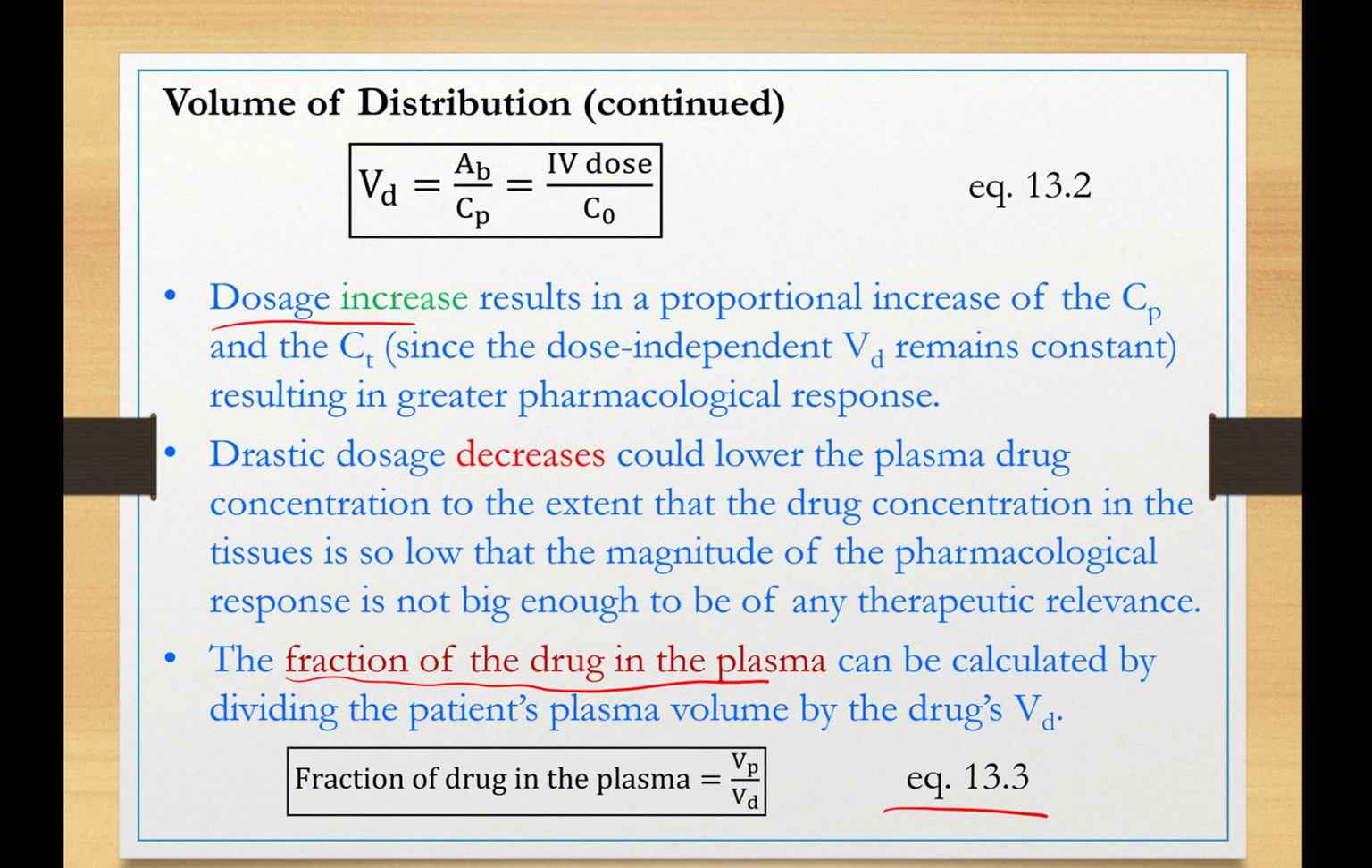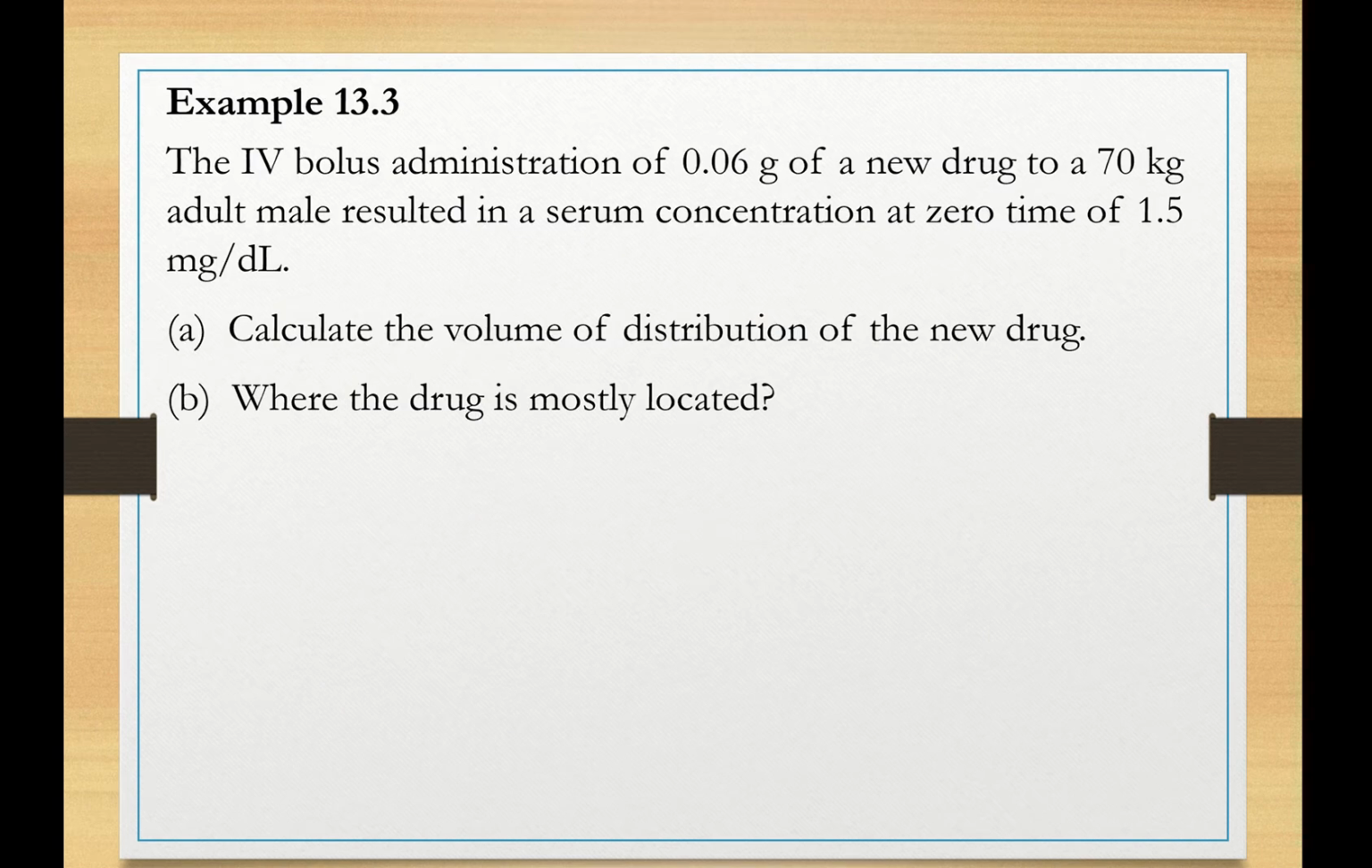Now, what we need to remember here is that for a 70 kilogram patient, for a regular weight patient, the volume of plasma is equal to 3 liters. Okay, let's see how we can do that. So in example 13.3, we have administered an IV bolus of a new drug, 60 milligrams, right, to a 70 kilogram adult male, and therefore this individual has a VP equal to 3 liters.